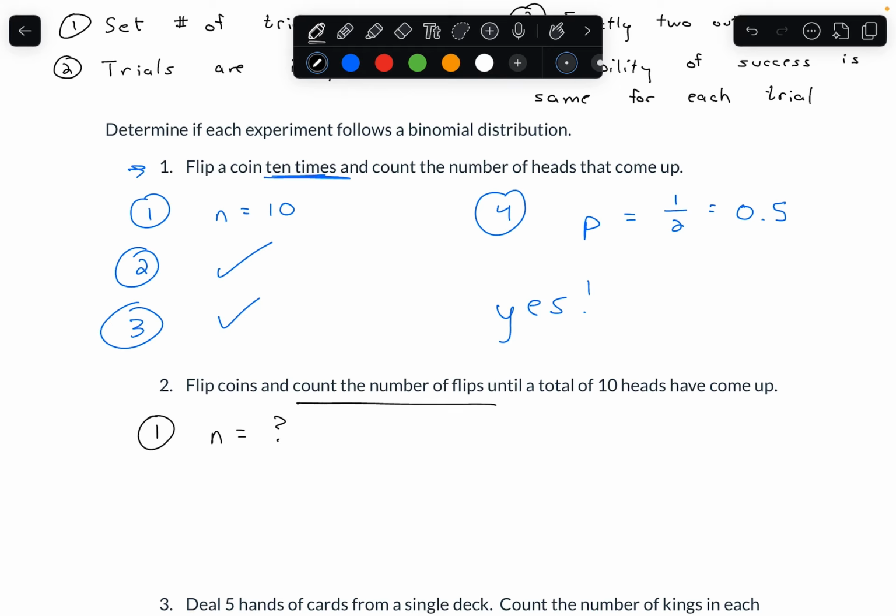It just depends on, maybe we get lucky and we get 10 in a row. Maybe it takes us 20. Maybe it takes us 30. I don't know. And if we don't have a clear value for n, this is not a binomial experiment. So it fails the first condition, which means I don't even need to check the other outcomes. I can just say, nope, this is not a binomial experiment. I don't need to check conditions 2, 3, or 4. I can just stop right there and say, no, we can move on. This is not a binomial experiment.